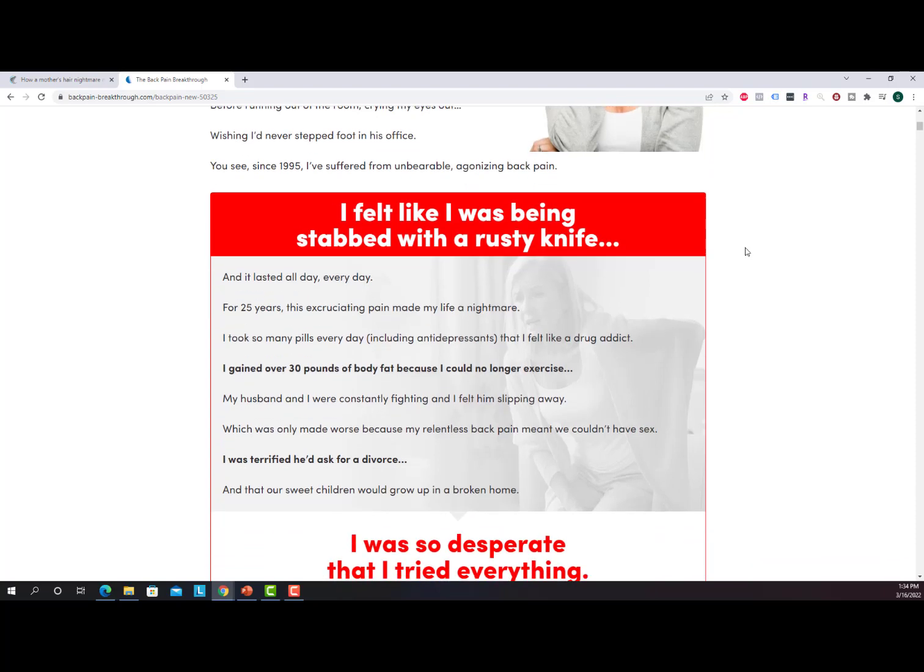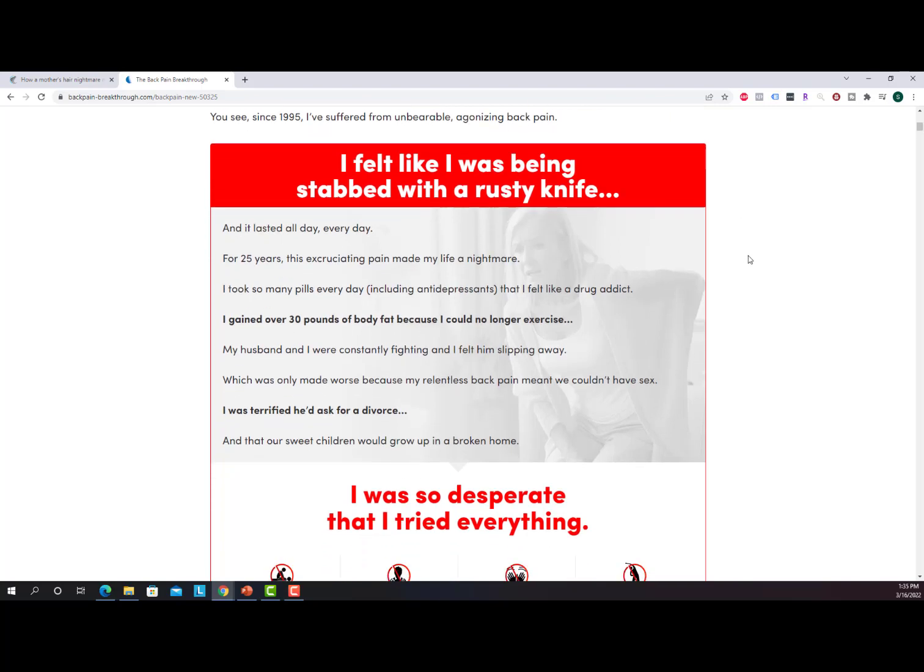I felt like I was being stabbed with a rusty knife. This is an analogy that can be very relevant to the reader who may be suffering from back pain. And it lasted all day, every day, really stirring up the emotions here and the pain points. You're really getting into the head of the reader because you're basically talking about their experience at this point.